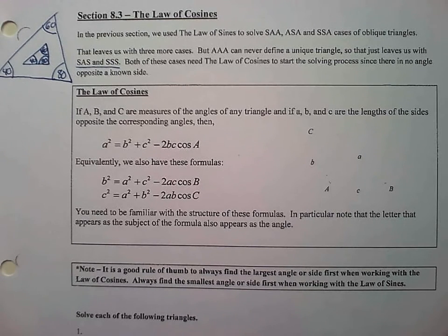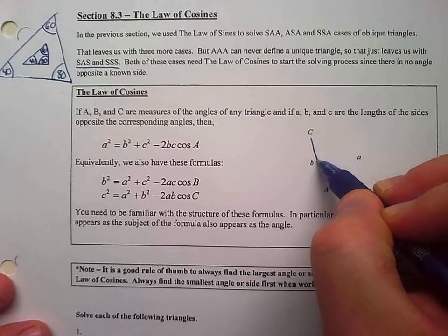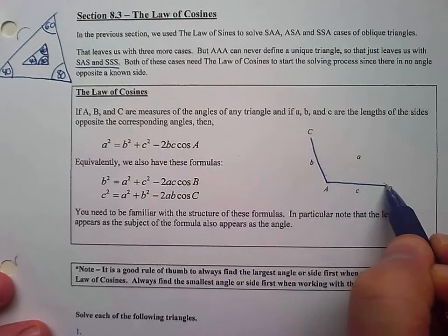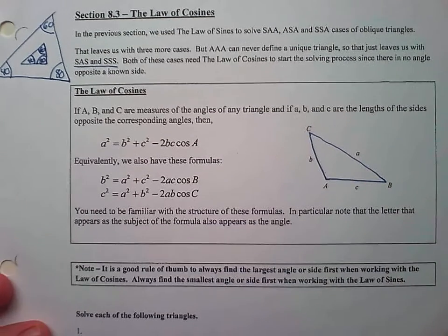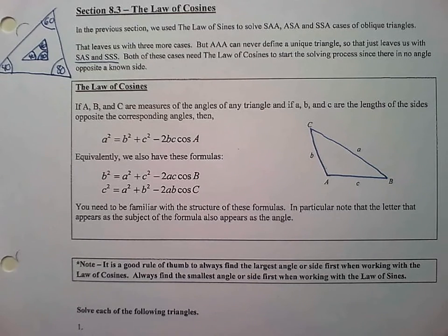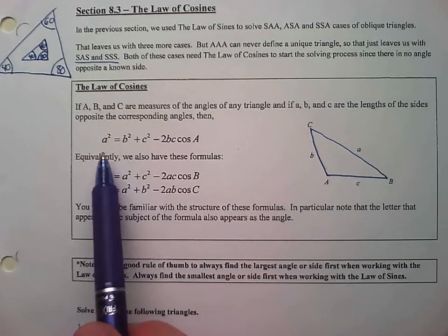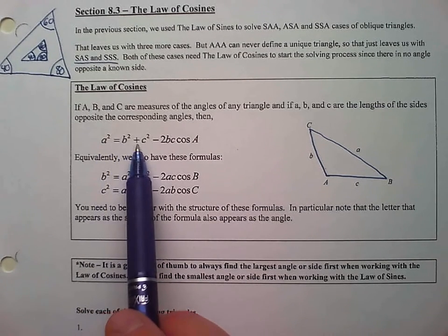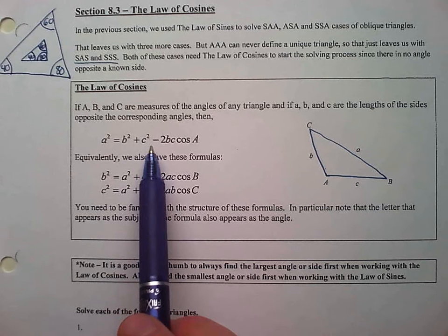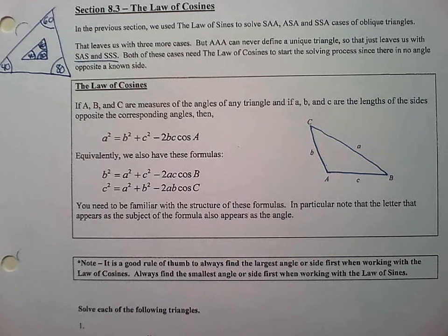If A, B, and C are measures of the angles of any triangle, and if a, b, and c are the lengths of the sides opposite to the corresponding angles, so again, this is a little bit hard to see on the printout that I have, but we basically have the same setup that we've been working with. Then a squared is equal to b squared plus c squared minus 2bc cosine of A. Or equivalently, we can also rearrange the symbols to have these.